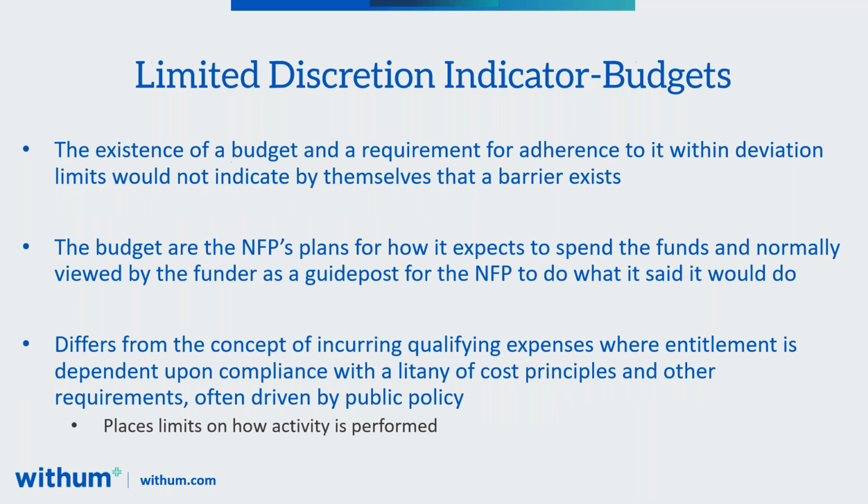So on the next slide, I just want to talk about budgets a little bit, because this was another source of confusion that we still continue to see today. The existence of a budget and a requirement for adherence to that budget within certain deviation limits by itself does not indicate a barrier. Many times not-for-profits provide a foundation or the resource provider with a budget in terms of how they plan to spend the funds and what they need to do to conduct the activity. So those budgets are really just kind of a guidepost for how the not-for-profit is going to conduct the activity. So a budget alone is not going to be a barrier.